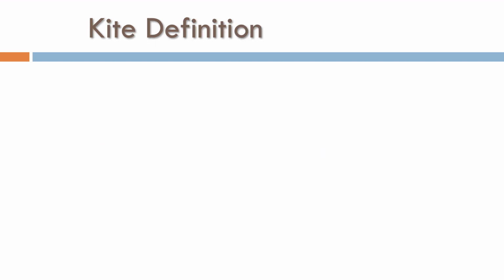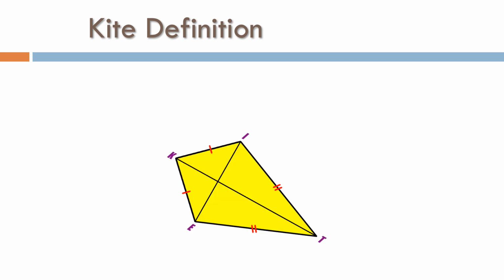All right, now we move on to our last quadrilateral, a kite. A kite is exactly what you think it is. It looks like a kite. Hence the term, kite.